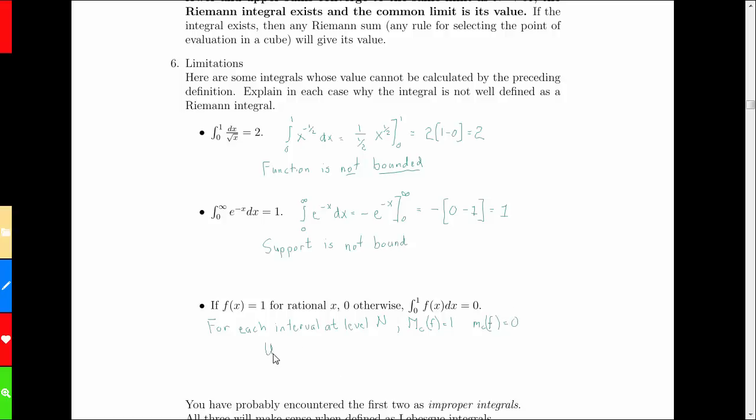And so when we add these up, the upper sum is going to equal 1, the lower sum is going to equal 0, and no limit exists for the difference as n approaches infinity, for the simple reason this difference is 1 for all values of n.